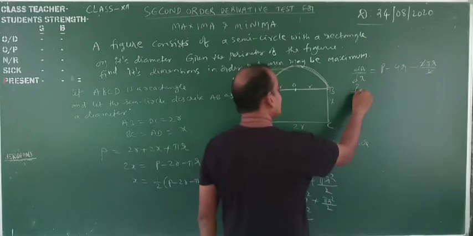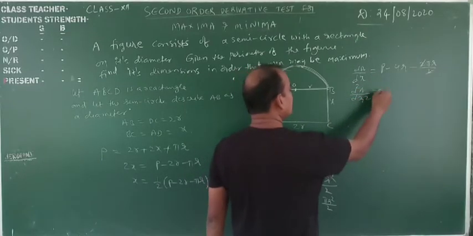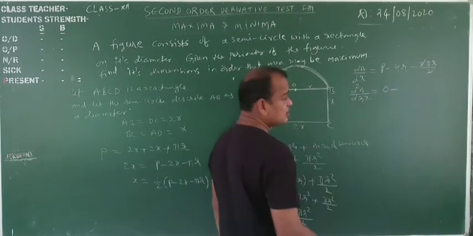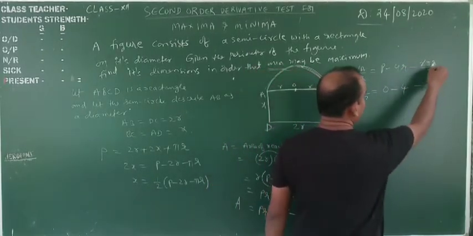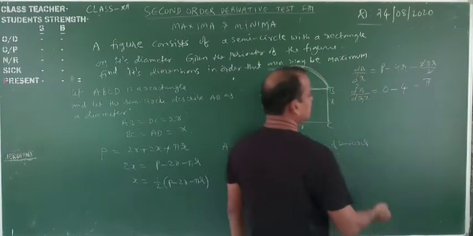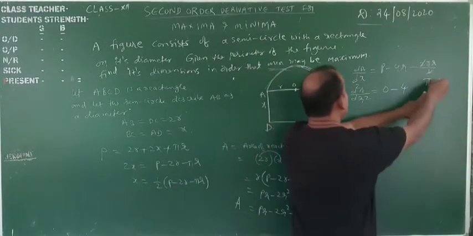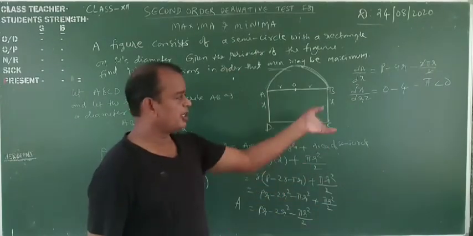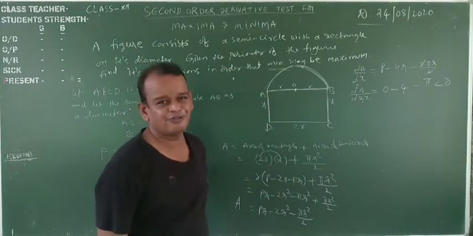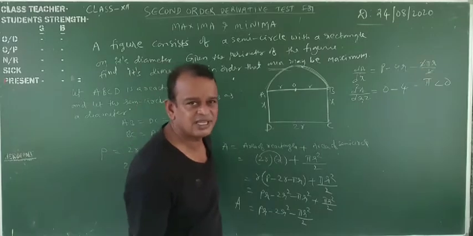Next, d square A by dr square is 0 minus 4, derivative of 4r is 4, minus pi. Observe that here, minus 4 minus pi, this is less than 0, which means maximum. Minus 4 minus 3.14 is minus 7.14, that is the maximum. Less than 0 means maximum.